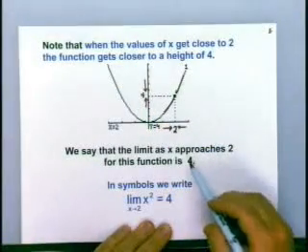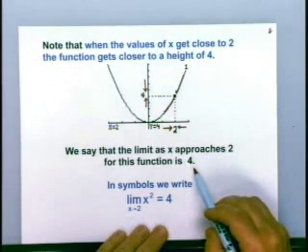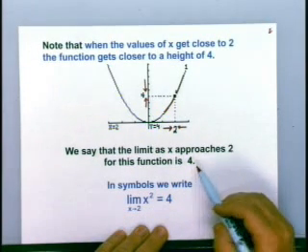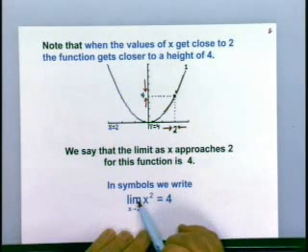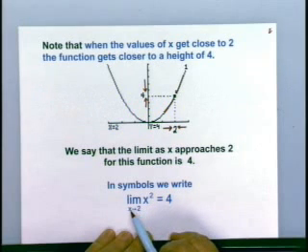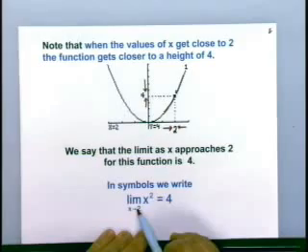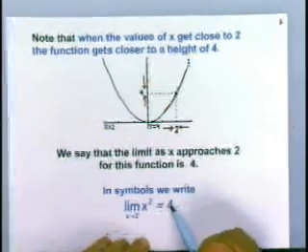We say that the limit as x approaches 2 for this function is 4. In symbols, we would write this as the limit, LIM. Underneath this phrase, we write x with an arrow pointing to the right as x approaches 2 of the function x squared is equal to 4.